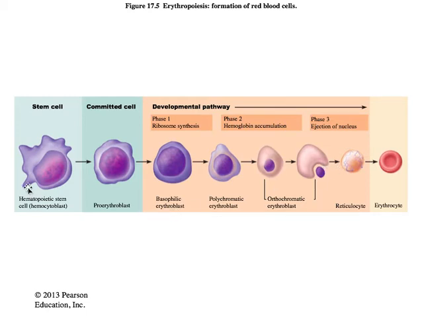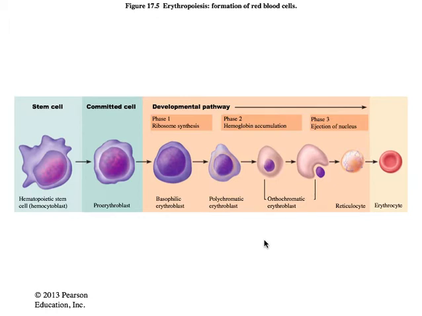So we're going to start off this entire process here. It's not important to know all of the little individual names of all of the intermediaries here, but we do have to know the name of this structure here. It's called a hemocytoblast. It's what we call the hematopoietic stem cell that eventually differentiates into a red blood cell.